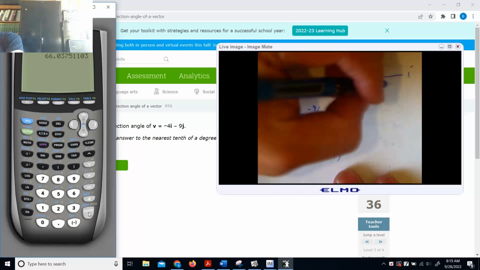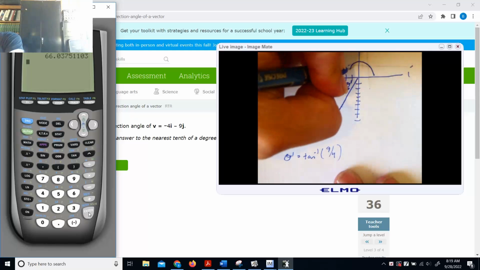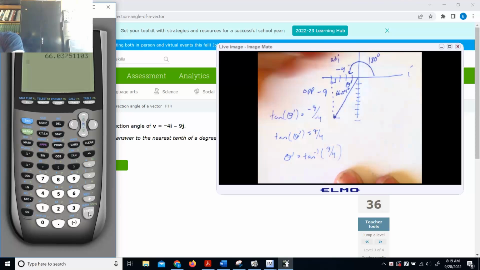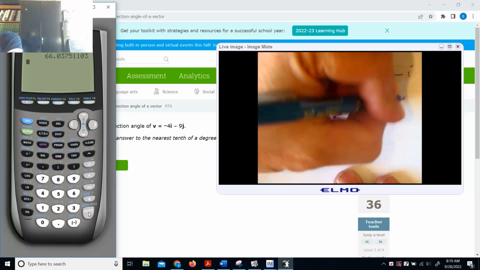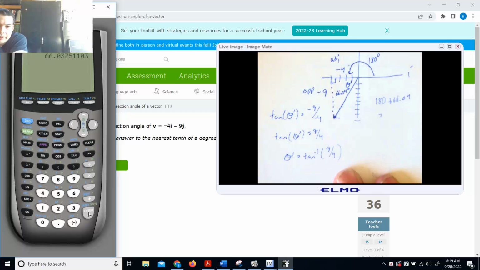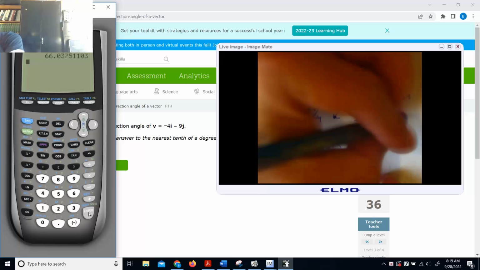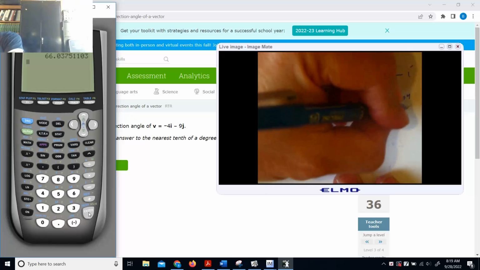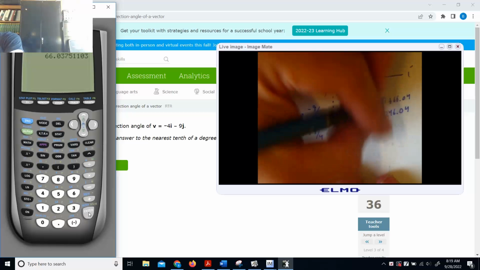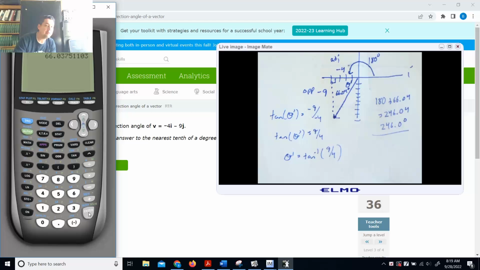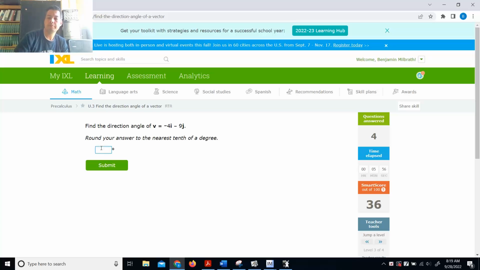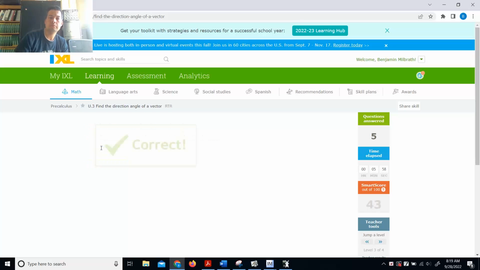All right. Now, what I had to do is rotate half a circle, 180 degrees, and then another 66.04. So 180 plus 66.04. They want this to the nearest tenth of a degree, so 246.04. If they're rounding right, which I hope they are, I'll have to type in 246.0 degrees. Otherwise, they're probably kind of wrong. They tell you to round to the nearest tenth, you need to show the nearest tenth. So 246.0 degrees. Correct.